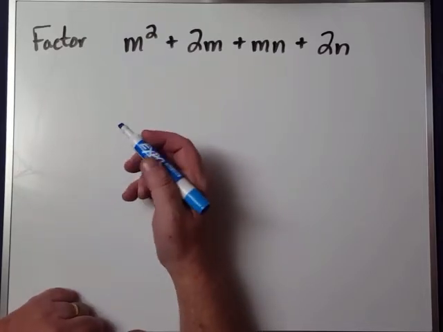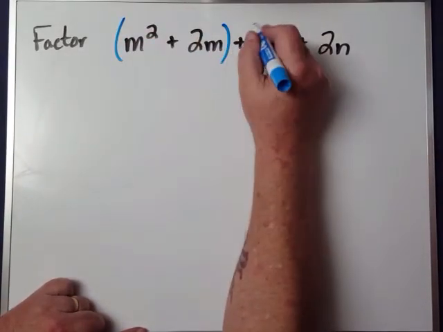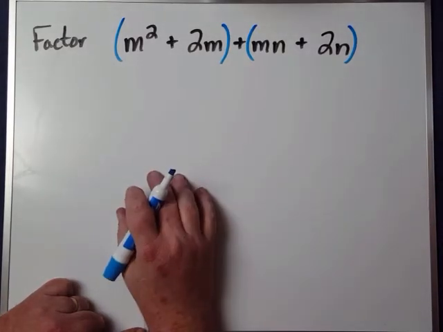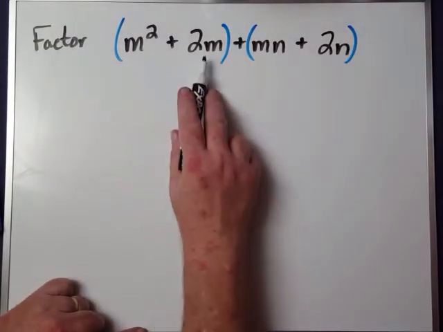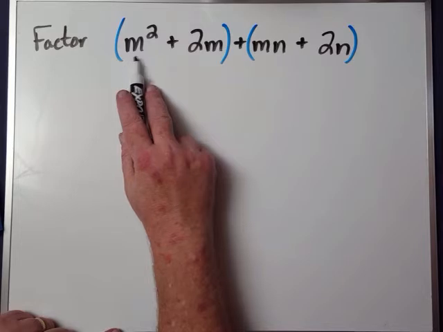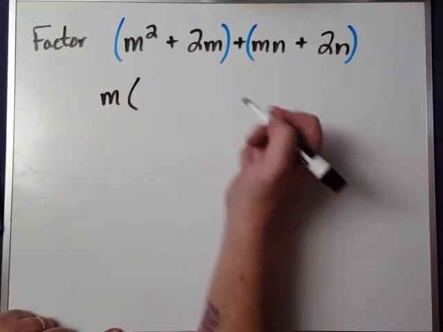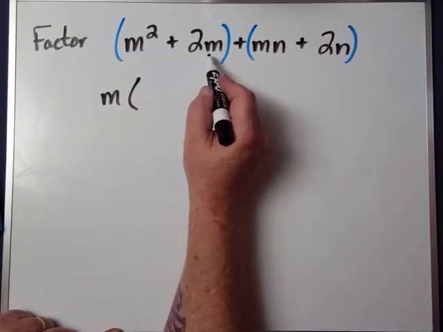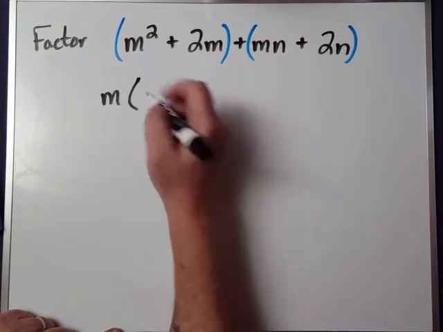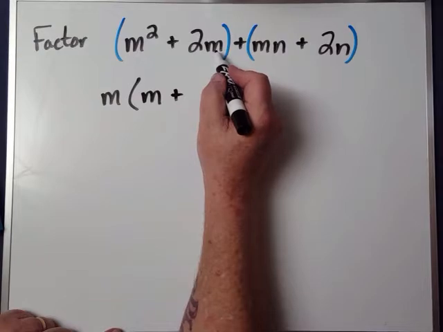So, step 1, group. Group the first pair, group the last pair. And then she says, factor within the groups. Out of the first pair, what can be factored out? What is the greatest common factor between these 2 terms? They each contain an m. Factor out the m. If I factor an m out of these 2 terms, what's left? Pull an m out of m squared, it leaves 1m. Plus, pull an m out of 2m, it leaves the 2.